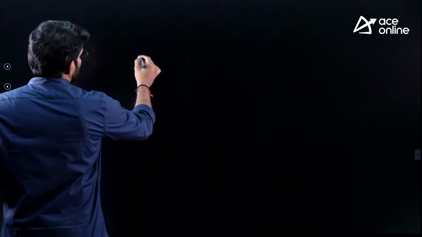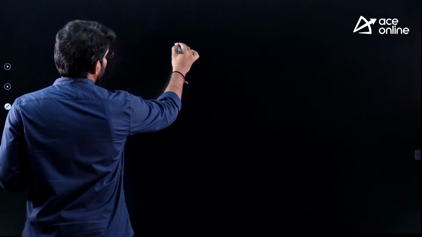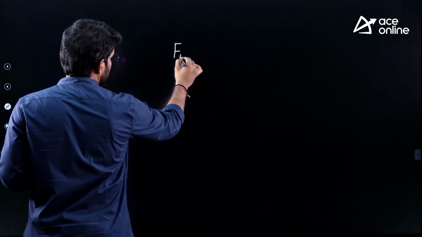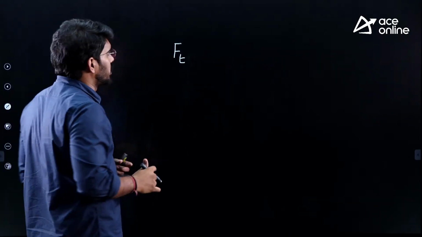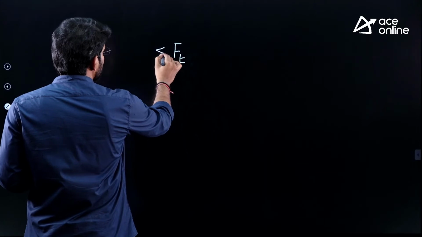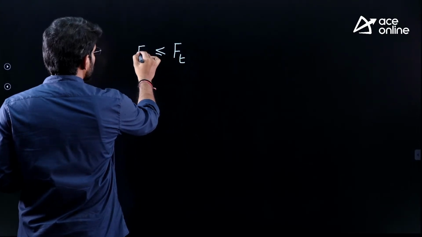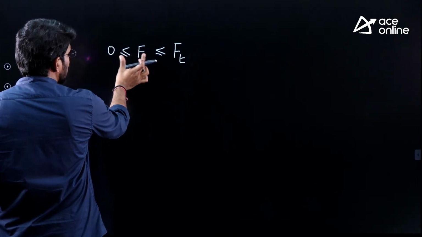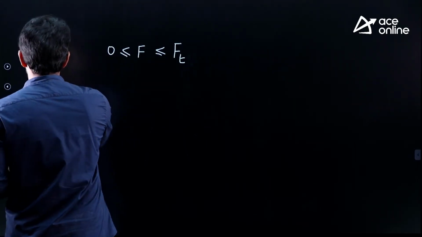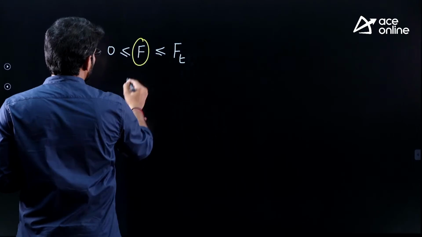Suppose you started loading this component. Now I can say that the capacity we have for this component is Ft. Ft is the maximum load that you can apply over this component. The load applied should always be lesser than or equal to Ft, remember that. So this is the applied load. What is this? This is the applied load.